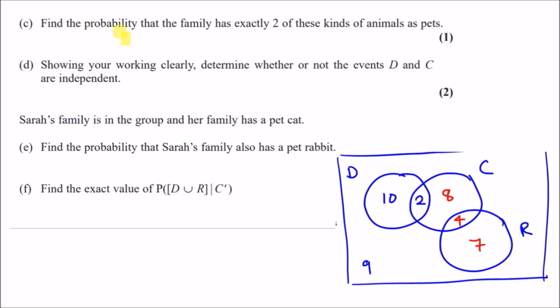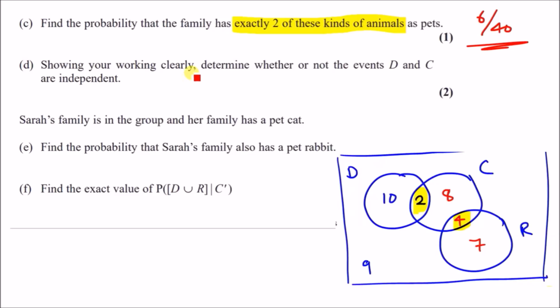So find the probability that the family has exactly two of these kinds of animals as pets. Okay, so this can confuse people if it's not very clear. What this is telling us is that we need to pick a certain family that actually owns two pets. So for example, you have two families that own a dog and a cat, and four families that own a cat and a rabbit. So altogether, you've got 6 families out of 40. And that's your answer.